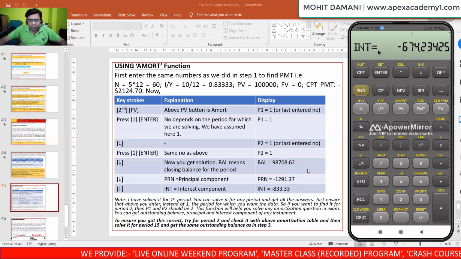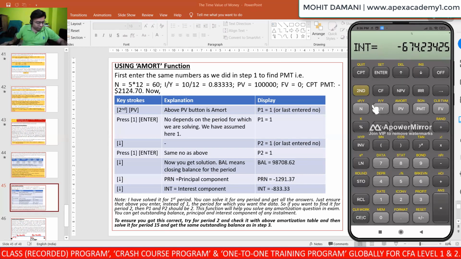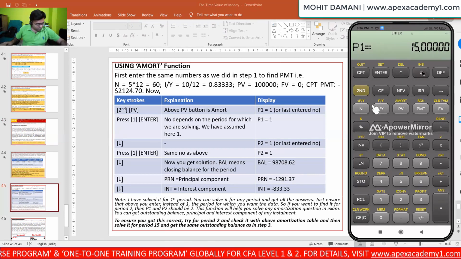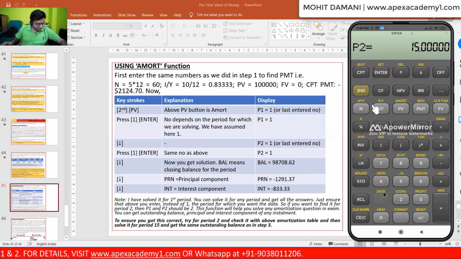Let's do it for the first month, which we have already calculated. If we do it for 1, then what do you get? So suppose 1, enter, arrow down, 1, enter, arrow down.